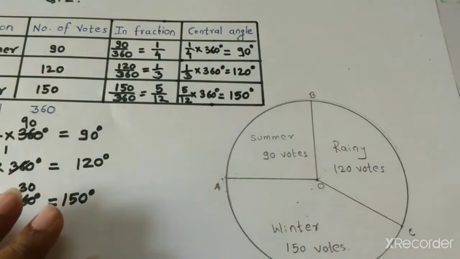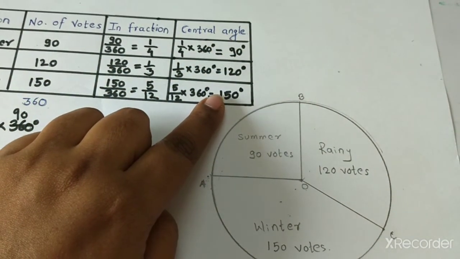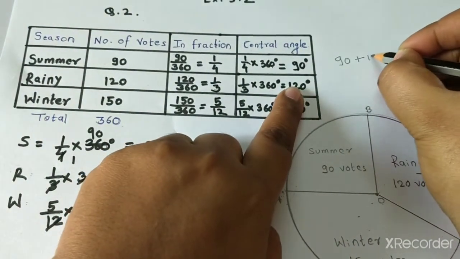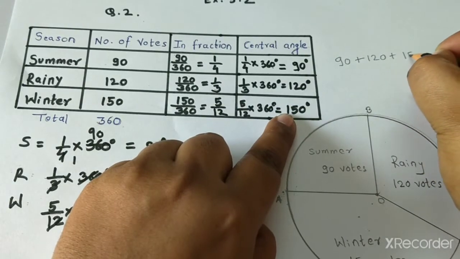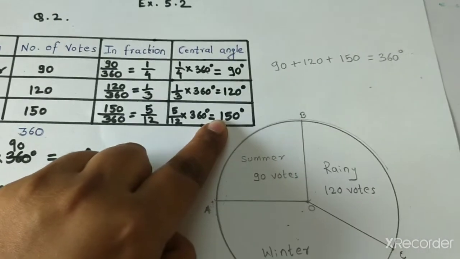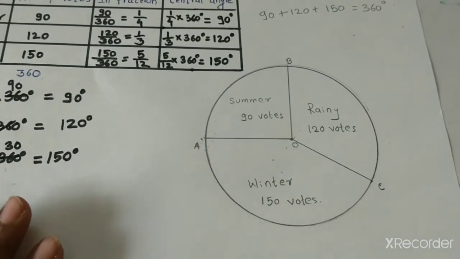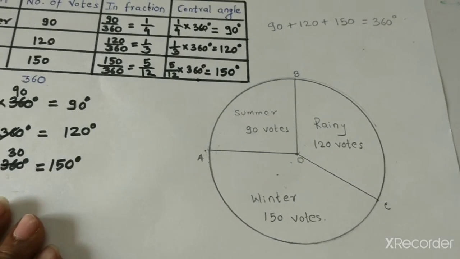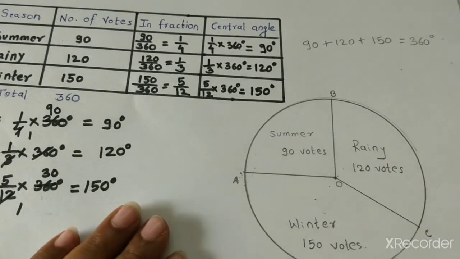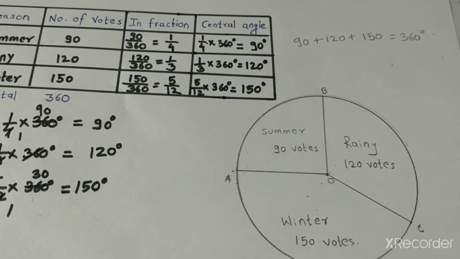Okay, and this total, if you do it, should come 360 degree, that is 90 plus 120 degree plus 150 degree should be equal to 360 degree, children. Alright, so this is how the pie chart is ready now. I hope this is very much clear. Try other pie chart drawings by yourself from the exercise. Thank you, children.